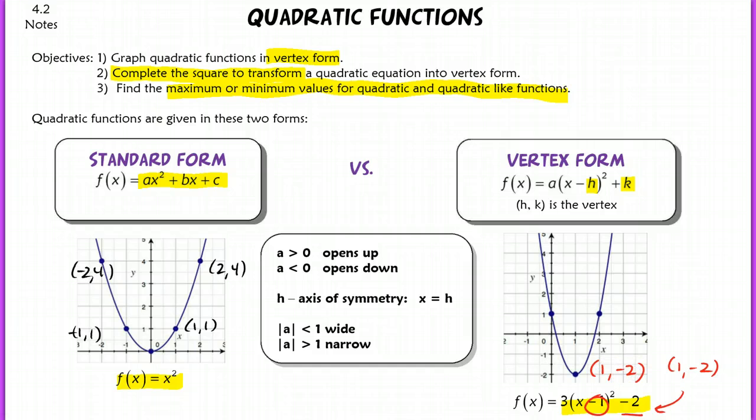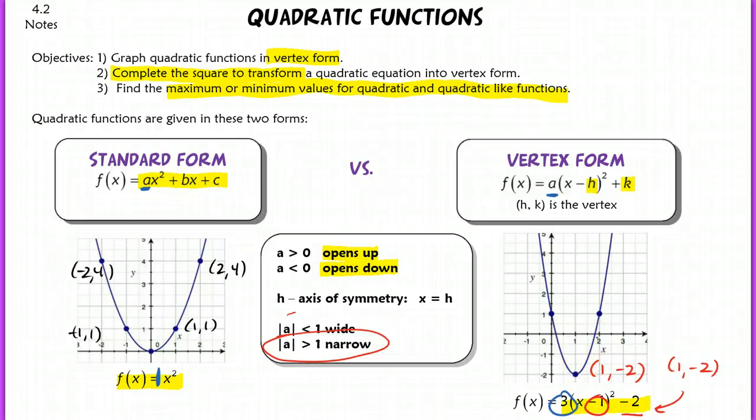Now, in both forms, this a value is something you want to look at right away. If a is positive, it will open up. If a is negative, it opens down. In both cases here, my function has a positive 1, and here it has a positive 3, so these are both opening upward. Now, if I look at this specific value in front of our x term, since a in this case is greater than 1, this 3 here, my function has been stretched.